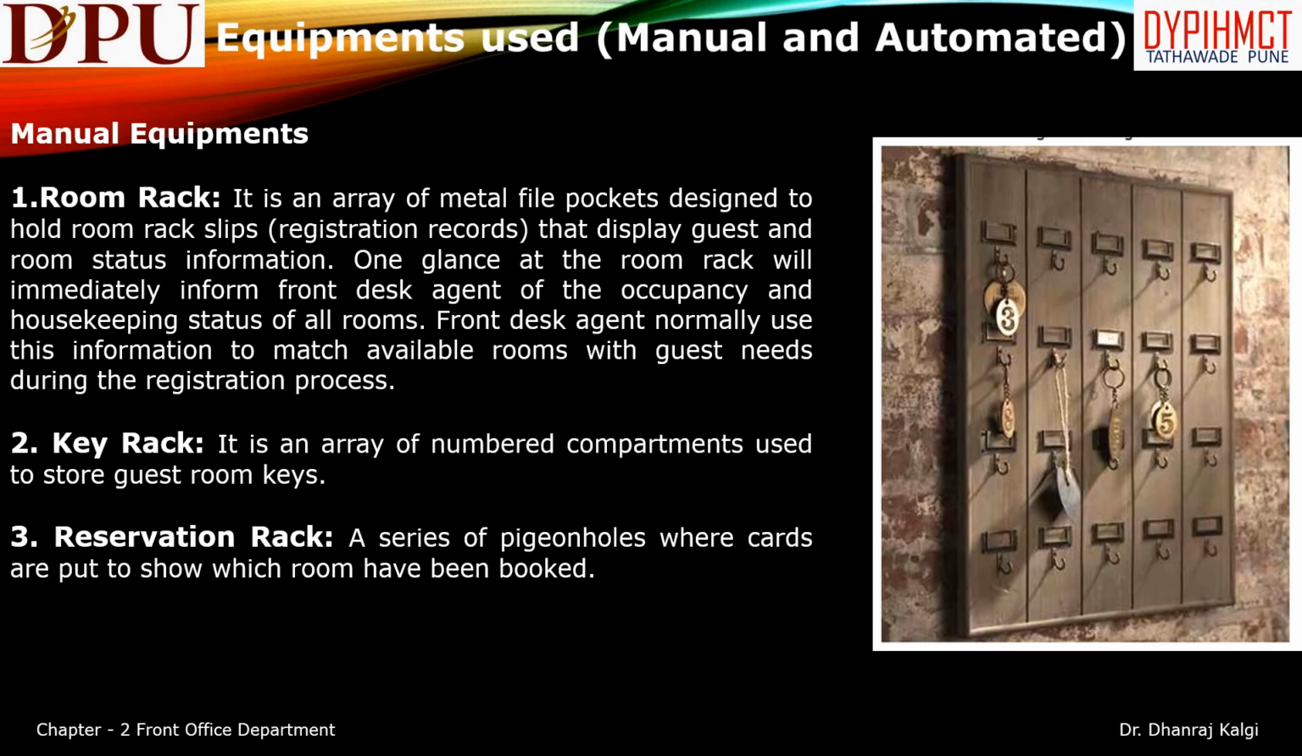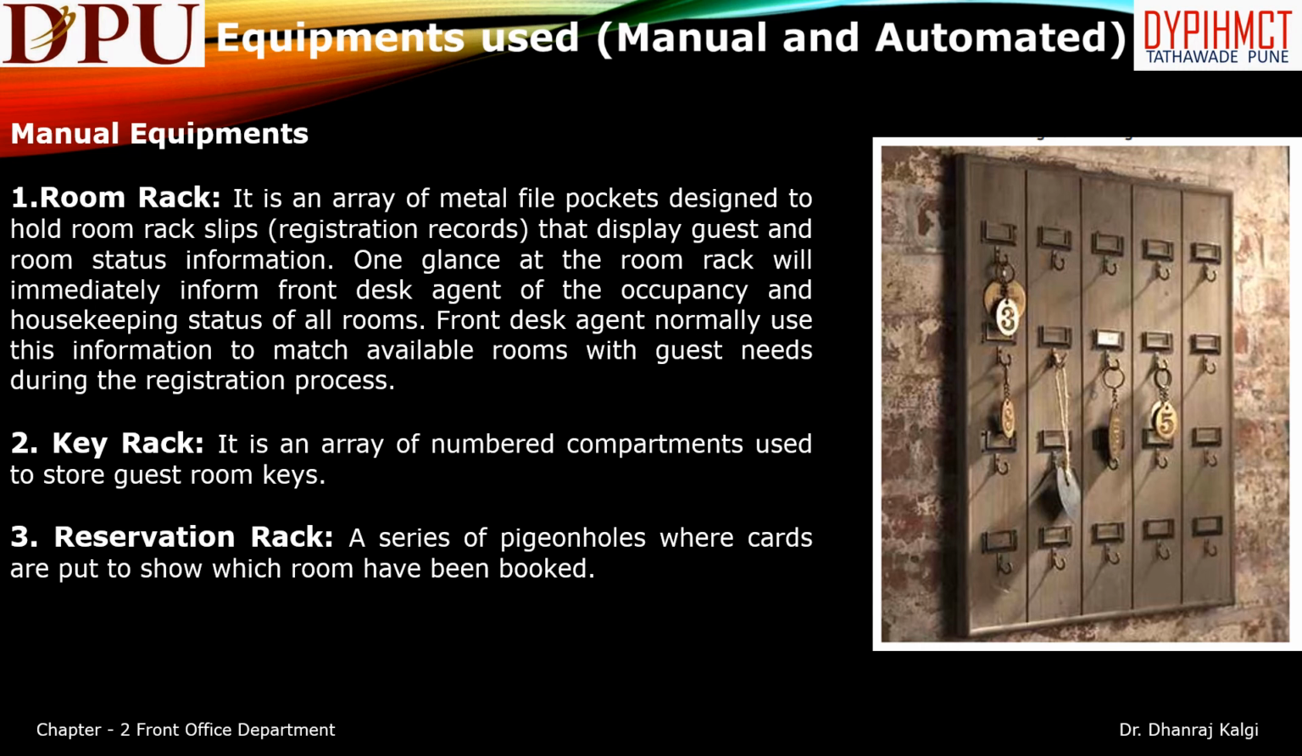Equipment use: manual and automated. Manual equipment: room rack. It is an array of metal file pockets designed to hold room rack slips, registration records that display guest and room status information. One glance at the room rack will immediately inform the front desk agent of the occupancy and housekeeping status of all rooms. Front desk agents normally use this information to match available rooms with guest needs during the registration process. Key rack. It is an array of numbered compartments used to store guest room keys.